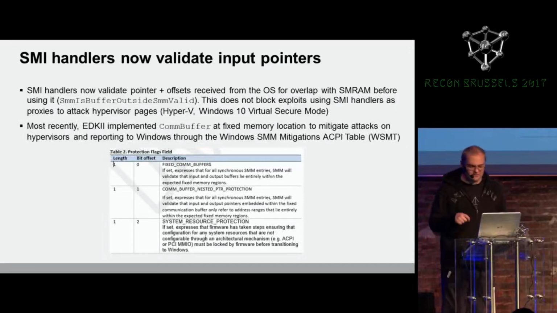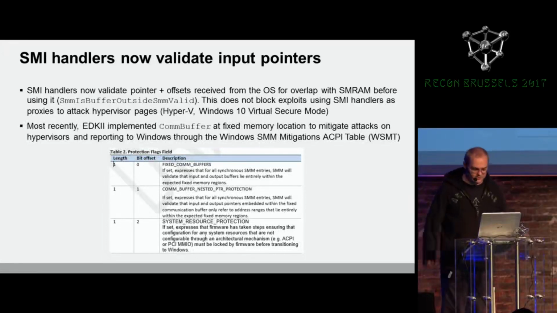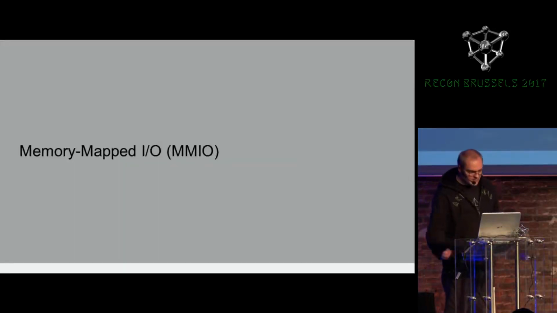Another one is nested, meaning that if you have a pointer inside the COM buffer, it checks these pointers as well. Another protection is that some of the hardware configuration is locked after exit boot, during the exit boot services. For example, the interrupt controller, IOMMU, and so on. That kind of mitigation was added after we published this research and communicated with vendors.